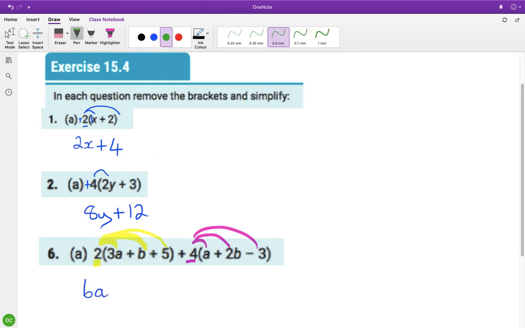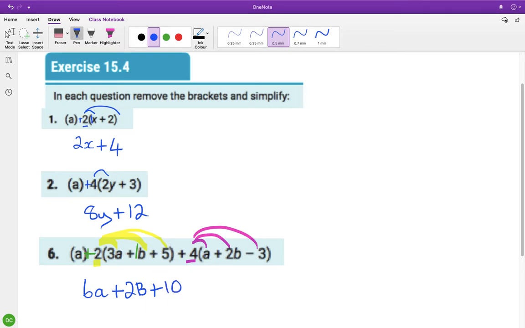Here we have no number, so it's an invisible 1. We have a plus, that's a plus, and a plus. Signs are the same, so that's plus. 2 times 1 is 2, and the only letter is B. And then we have a plus and a plus, which makes a plus. And 2 times 5 is 10, and there's no letters.